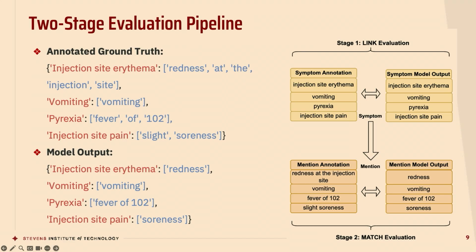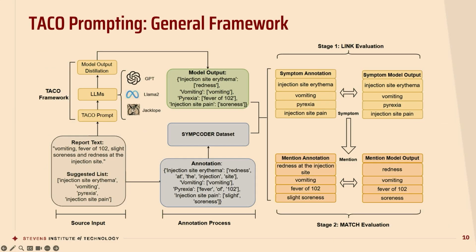So to evaluate our output, we have a two-stage evaluation pipeline. In the first stage, we want to make sure all intended symptom codes are being extracted. In the second phase, we compare the original mention from the data input for each corresponding symptom to make sure that we have linked them to the correct codes. And this is a general framework of our TACO prompting, which we have already covered in each section previously.